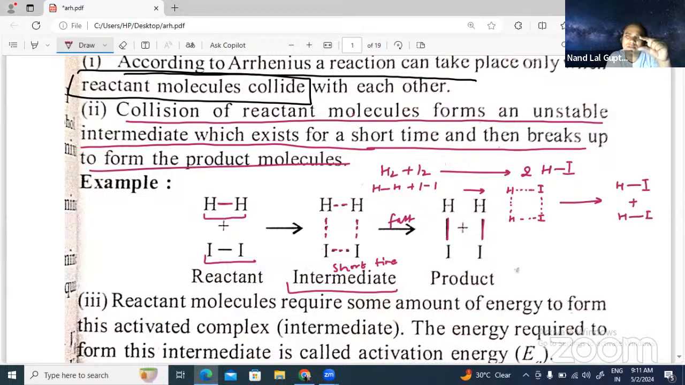When the reactant molecules collide, what do they do? An intermediate is formed. Intermediate means the transition state. Transition state means a high energy state. High energy state means an unstable state. So this is the sequence. Unstable means it results in the product. So these are the points.